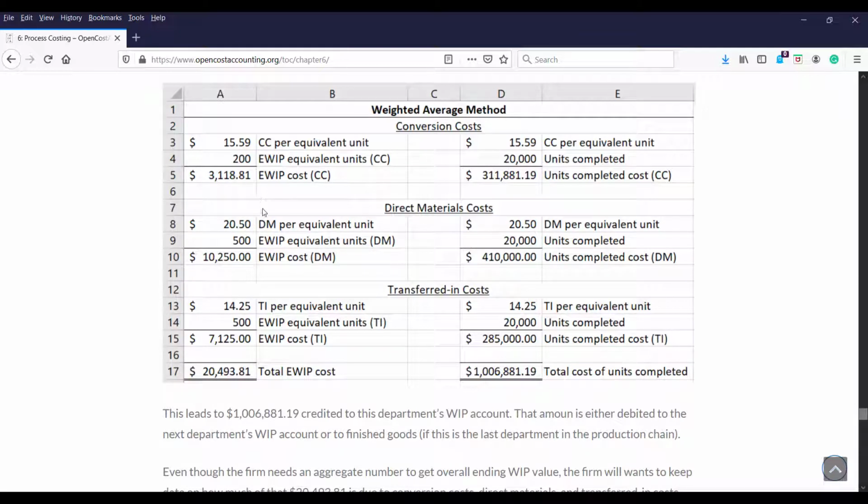Now, what we can do now with each of these rates: $15.59 for our conversion cost per equivalent unit, $20.50 for DM per equivalent unit, and $14.25 for TI, the transferred in cost per equivalent unit.